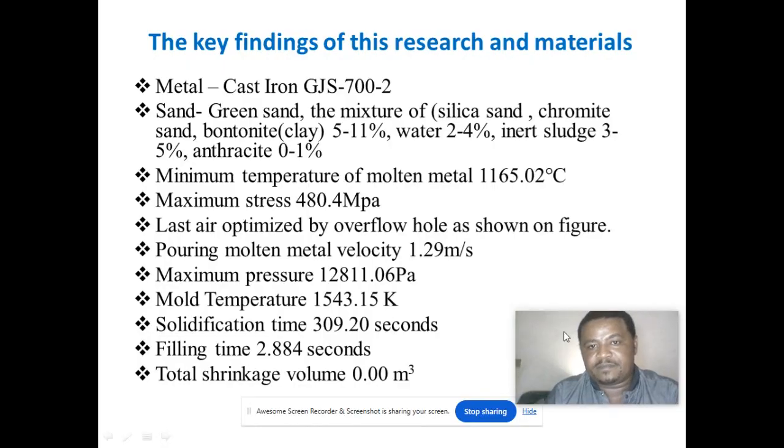Minimum temperature of molten metal is 1165.02 degrees Celsius. Maximum stress which occurs in the mold is 480.4 megapascal. Last air optimized by overflow hole as shown. Pouring molten metal velocity is 1.29 meter per second. Maximum pressure is 12,811.06 Pascal. Mold temperature is 1,543.15 Kelvin. Solidification time is 309.20 seconds. Filling time is 2.884 seconds. Total shrinkage volume is 0 meter cube.